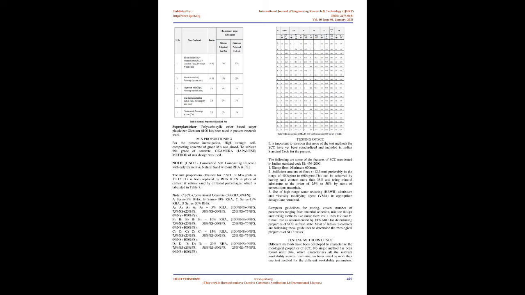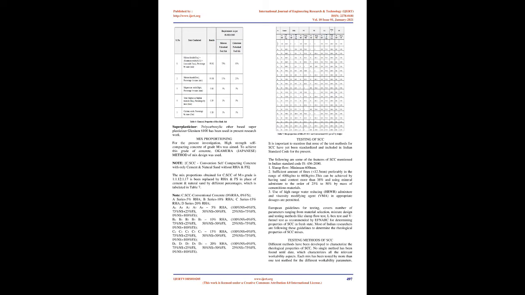The mix proportions obtained for C.SCC of M70 grade is 1:1.12:1.17. It is replaced by RHA and FS in place of cement and natural sand by different percentages, which is tabulated in Table 7. Testing of SCC.